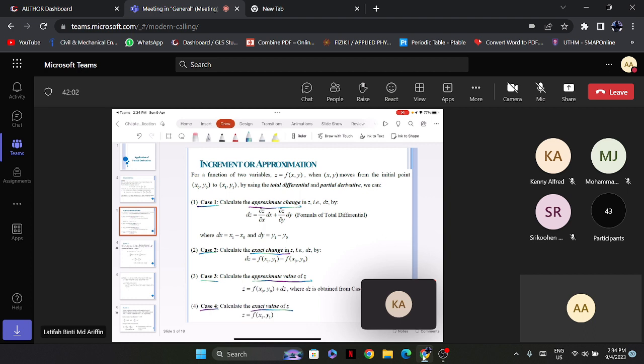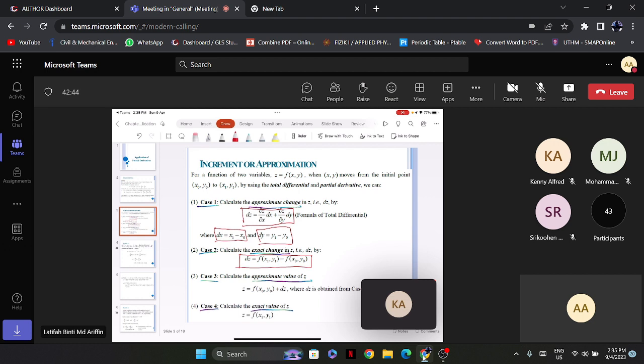Okay. So what is the formula of total differential? So the main formula that will be used for this increment or approximation adalah seperti ini, iaitu dz sama dengan del z over del x dx tambah dengan del z over del y dy. Di mana dx diberi oleh x1 minus x0 dan dy diberi oleh y1 minus y0. Kemudian untuk kes yang kedua, formula yang kita akan gunakan dz sama dengan f(x1,y1) tolak dengan f(x0,y0) sebab dia melibatkan exact change.